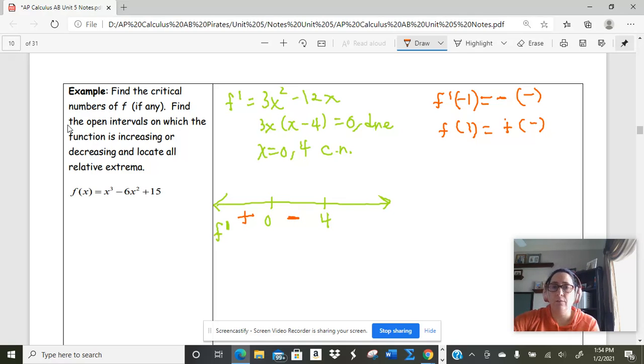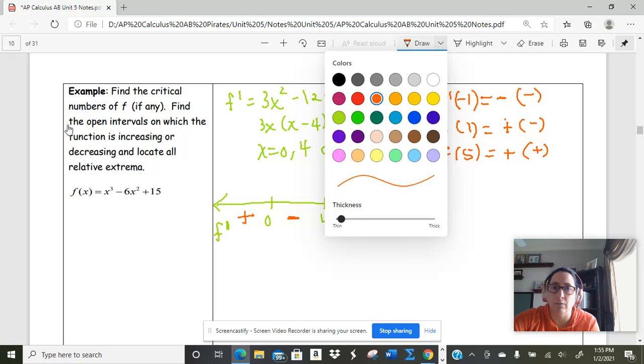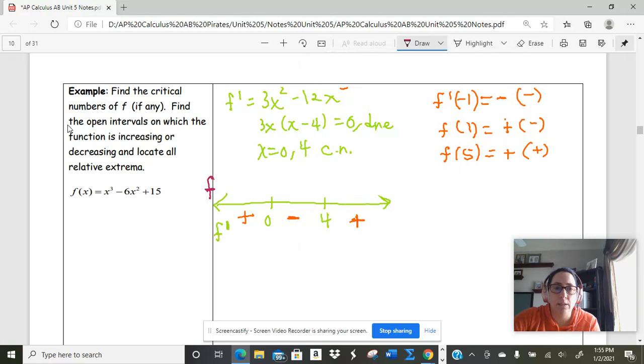And then let's get a value after 4. The easiest one, just keep it simple, is 5. Plug in 5, I get out a positive times a positive, which is a positive for f prime. Now, we could have plugged them into this top one as well, because that's an equivalent thing, but it's just easier usually to plug them into the factored one, because we're not trying to find the number. We're trying to save time, be efficient, and find if our overall answer is positive or negative. So then we're going to say, what does that say about f? That says that f is increasing here, decreasing here, and increasing here.